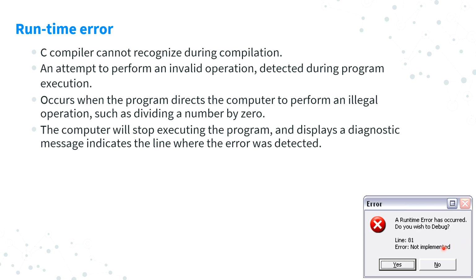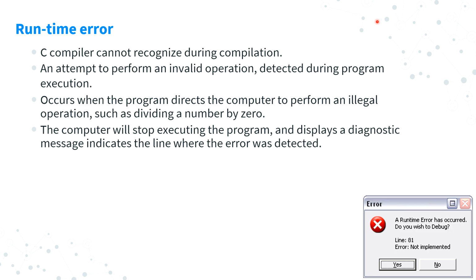The runtime error is a bit trickier because the C compiler cannot recognize it during compilation. Even the grammar was perfect. Instead, this error represents an attempt to perform an invalid operation, which is only detected during program execution. It occurs when the program directs the computer to perform an illegal operation, such as dividing a number by 0.